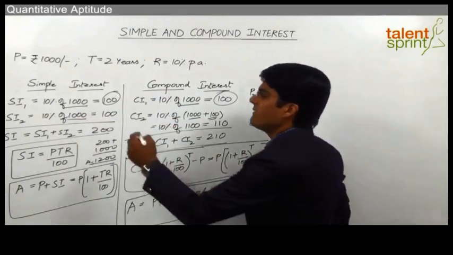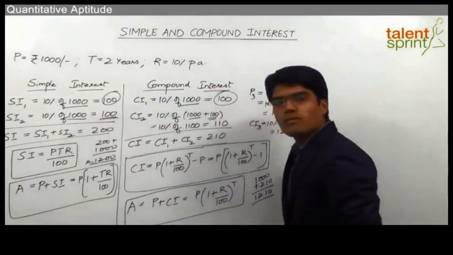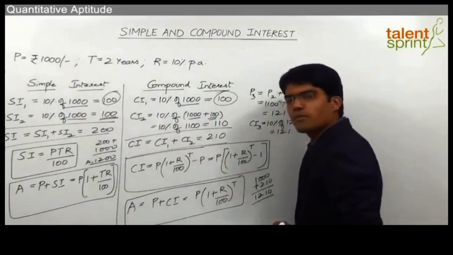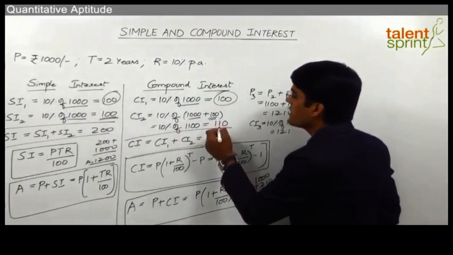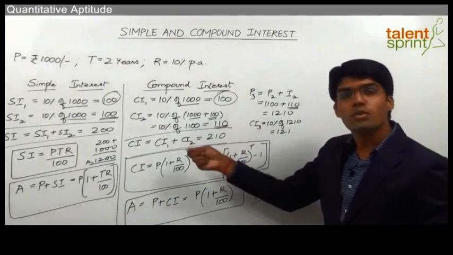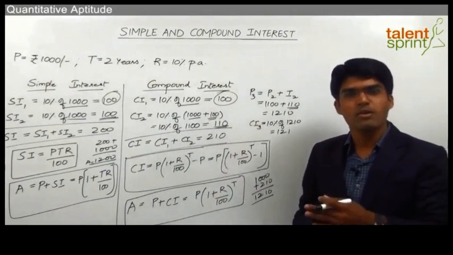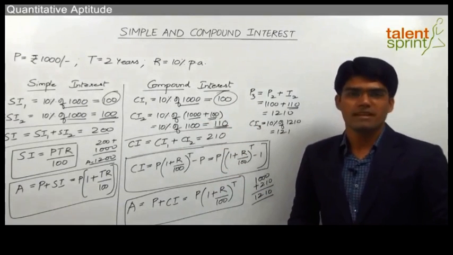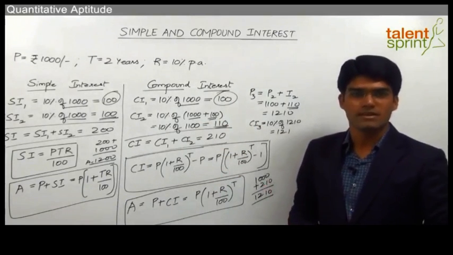That is the reason we can observe a difference in the interest of second year. We have 100 rupees for SI of second year and 110 rupees for CI of second year. So the difference will come into picture only from second year onwards. Why? Because the principal changes only from second year onwards, if it is a yearly calculation.